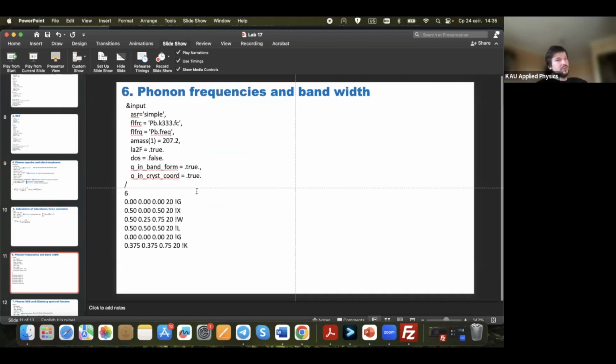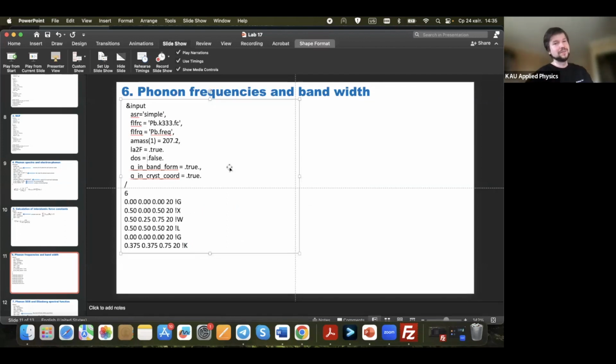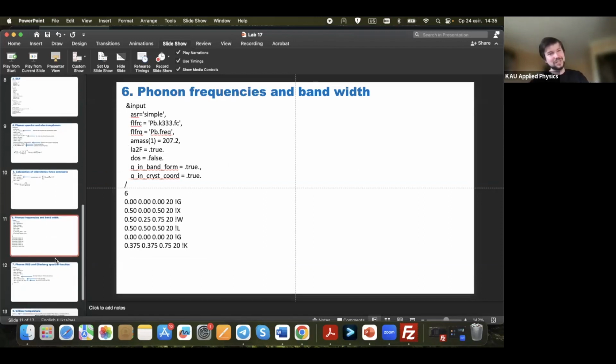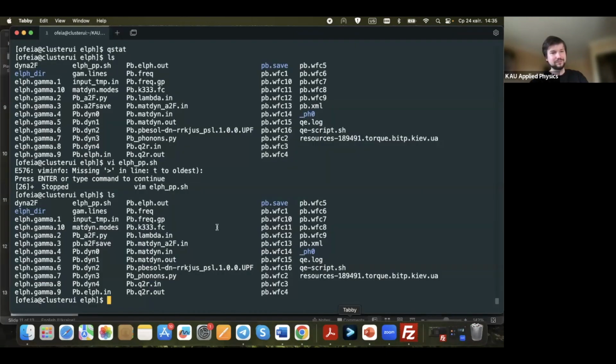And this matdyn step will now give us phonon frequencies at this path. And also it will give us files for phonon line widths, which will be used to calculate the spectral function. Yeah, seems like we had to do a lot of steps to get something. So sup elf p is for matdyn.